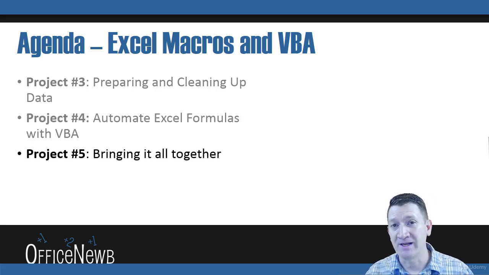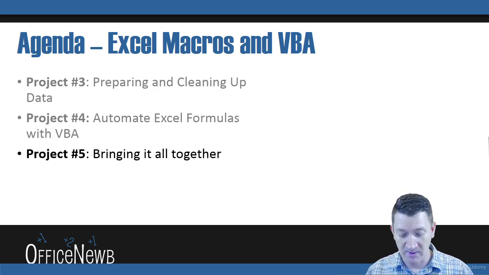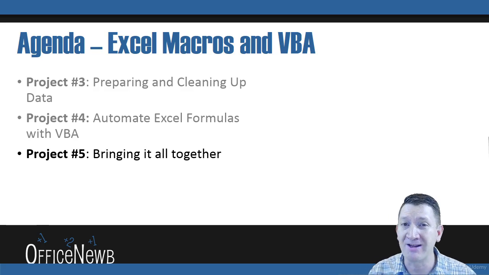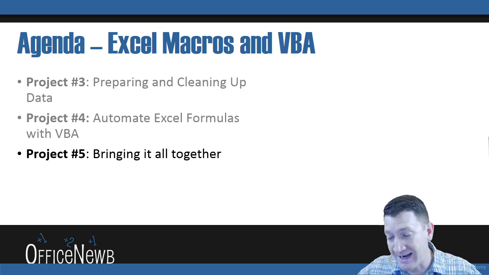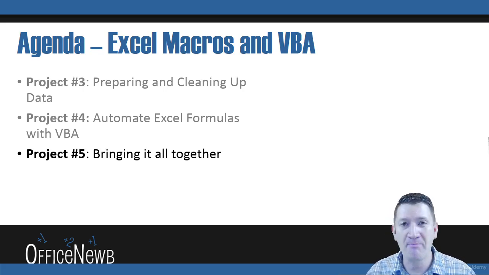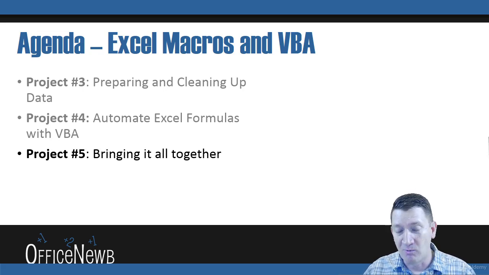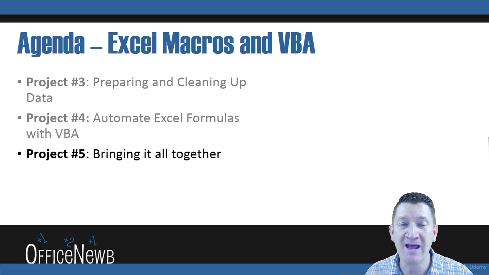The fifth project, we're going to take everything that we've learned up to this point. We'll talk about the macro recorder. We'll talk about preparing and cleaning up data. Those key concepts, things like loops and variables and control structures, we'll talk all about that. We'll talk about automating formulas. We'll take all of that and wrap it all up into one master procedure, one little bit of code inside of our VBA project, to be able to automate the creation of a final report.